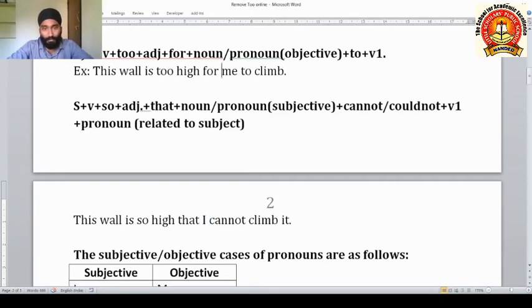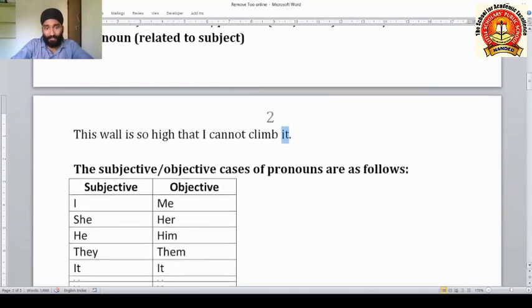So here "me" pronoun is there. We have used "I". If "her" pronoun comes, so here "she" will come. If "him" pronoun comes, here "he" will come. Meaning depending upon the objective case of the pronoun, you have to use its subjective case. I cannot climb it. Using "it", at last we have completed the sentence.